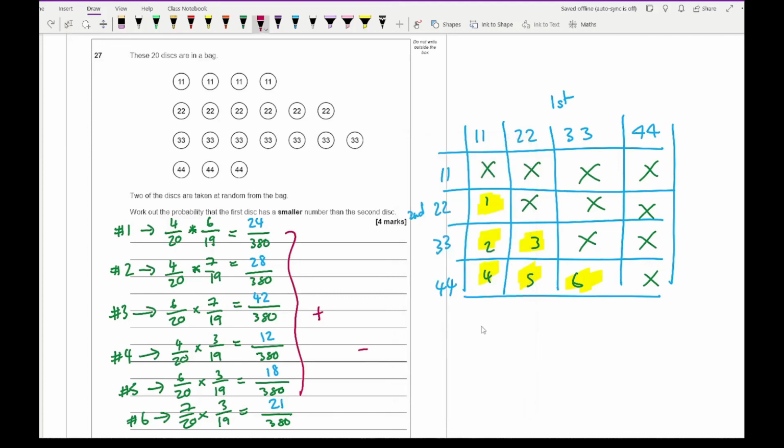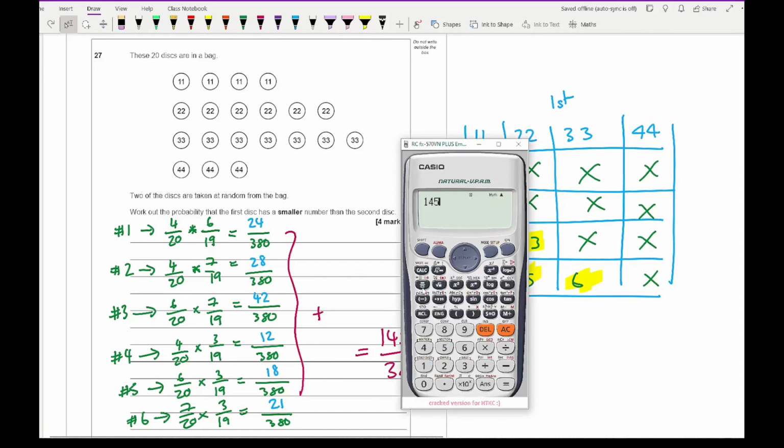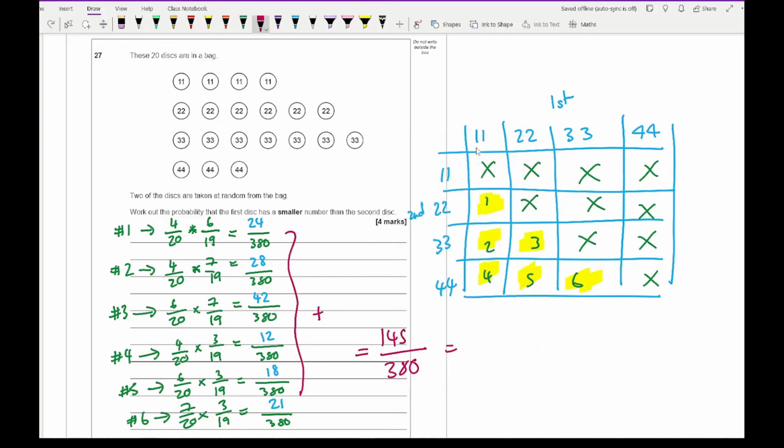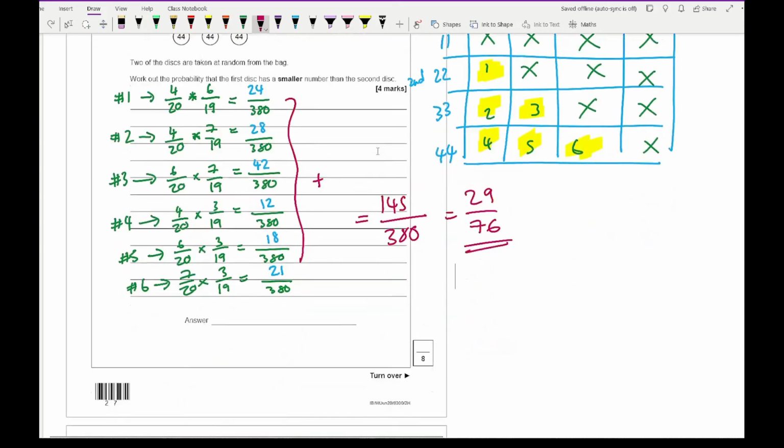of 145. So then the answer is going to be 145 over 380, which is going to simplify, and I'll just let my calculator do that for me, and it simplifies to give me 29 over 76. And there is my final answer.